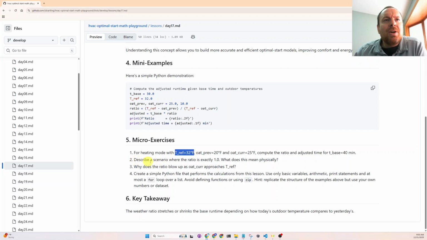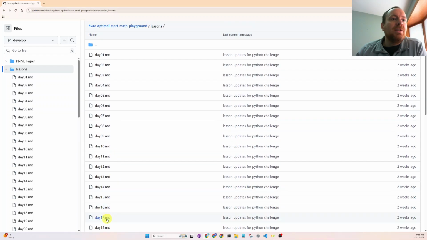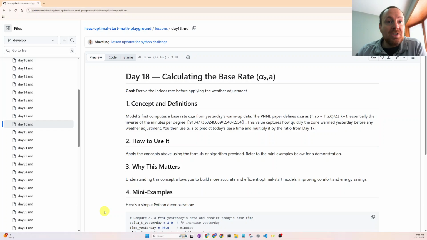So we did this earlier, calculating the ratios, and why the ratio blows up as the current outside air temperature approaches these T reference values. This basically explodes that extra minute calculation, and there's math behind that, but the idea is to run the HVAC system continuously. Okay, so let's jump right into day 18. Go back to day 17 if you want a little more detail on that.